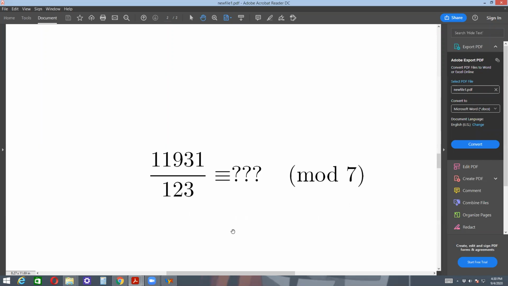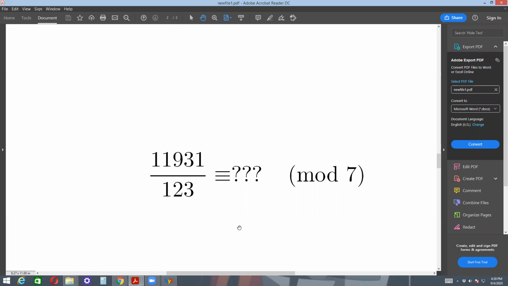Right. Anybody has an answer? Yeah. There are only 7 possible answers, right? 0 to 6. So which one is it? I have answers, but say it out loud now. Yeah. I get X congruent is 6 mod 7.